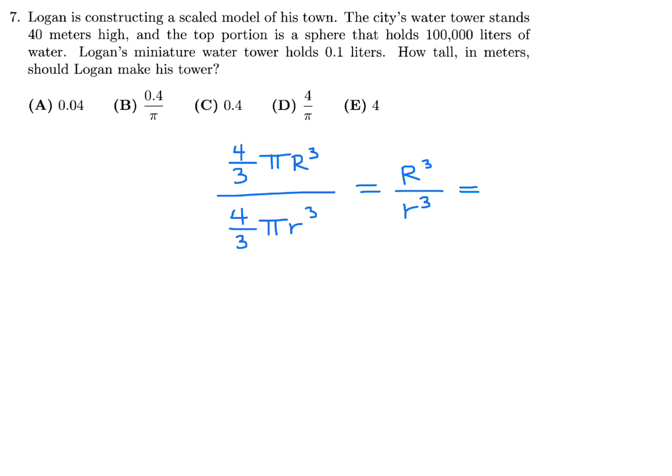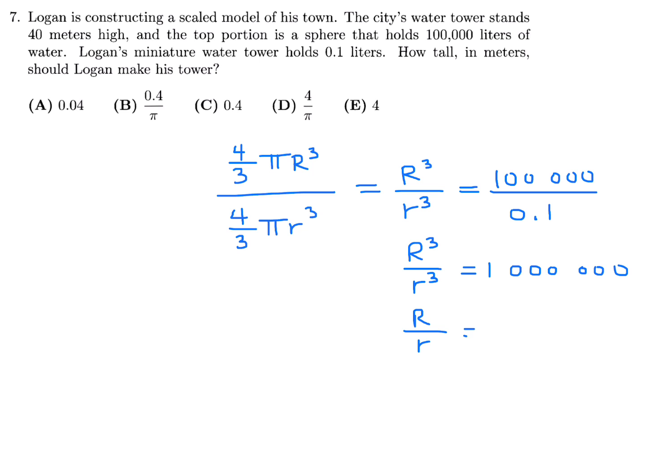And this, they have given you actual values. They've told you that the sphere is 100,000 and his model is 0.1. So this ratio of big R cubed over small r cubed is 1 million. And if you take the cube root of both sides, you get big R over little r is 100 over 1. So that is the ratio.